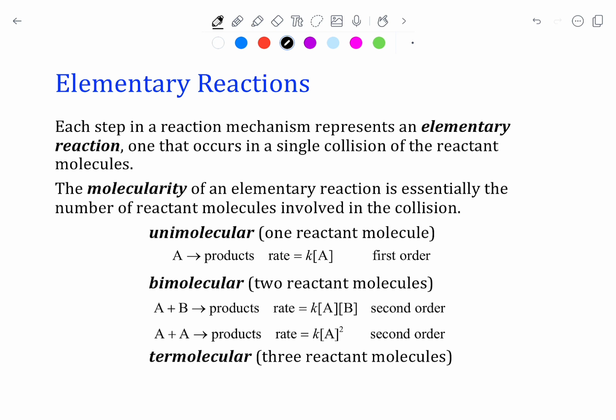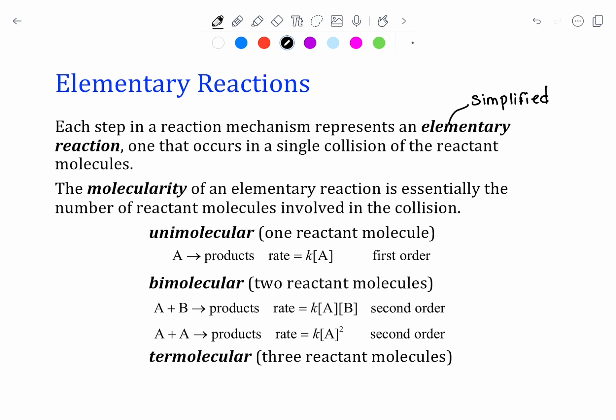Each step in a reaction mechanism represents an elementary reaction. I think elementary, I think, simplified. And that is a reaction that occurs in a single collision of the reactant molecules. So those reactant molecules just have to collide with each other first to create their product, whether that's the product of the overall reaction or an intermediate.